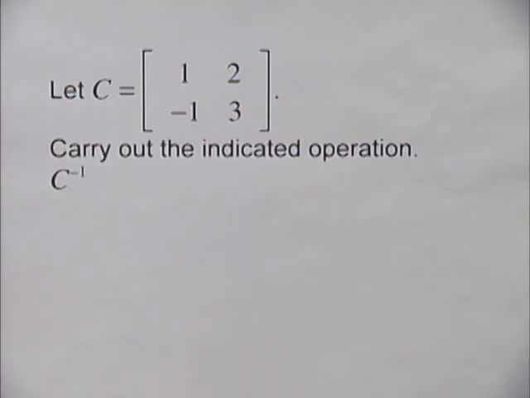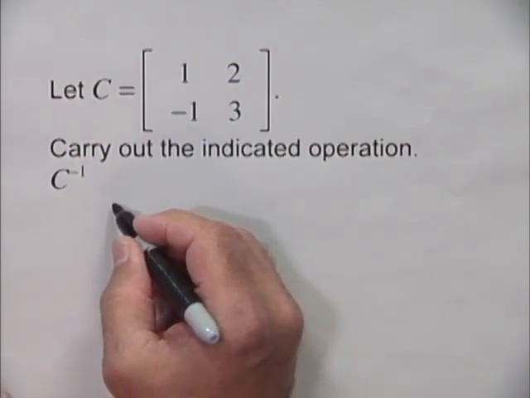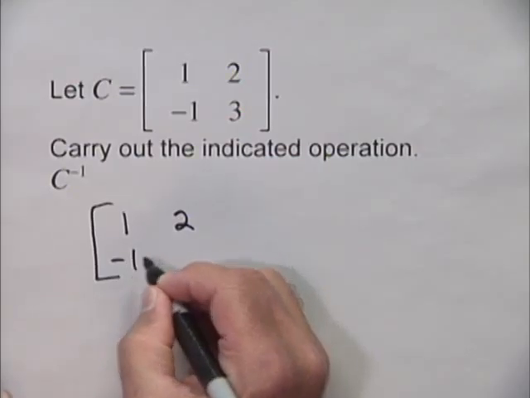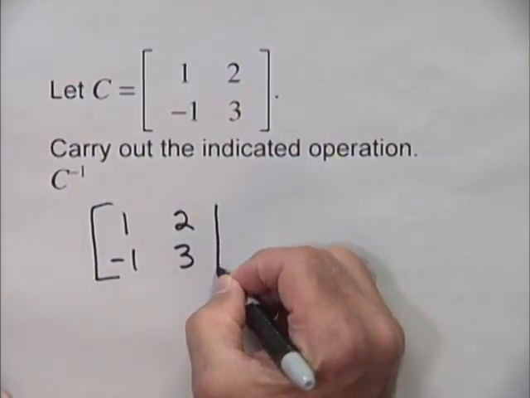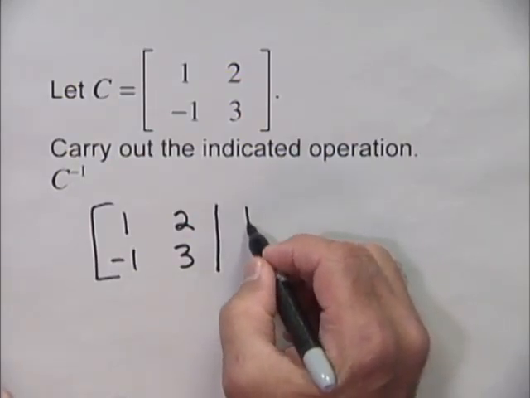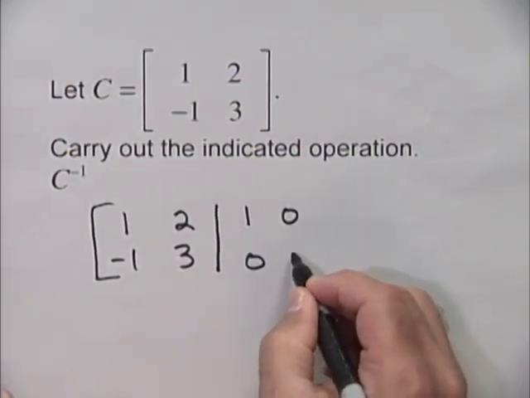Let matrix C be equal to the 2 by 2 matrix 1, 2, negative 1, 3. Carry out the indicated operation, C inverse. That is, find the inverse matrix of C. To begin that process, we write the augmented matrix where we have 1, 2, negative 1, 3, vertical line, and then we have the 2 by 2 identity matrix 1, 0, 0, 1.